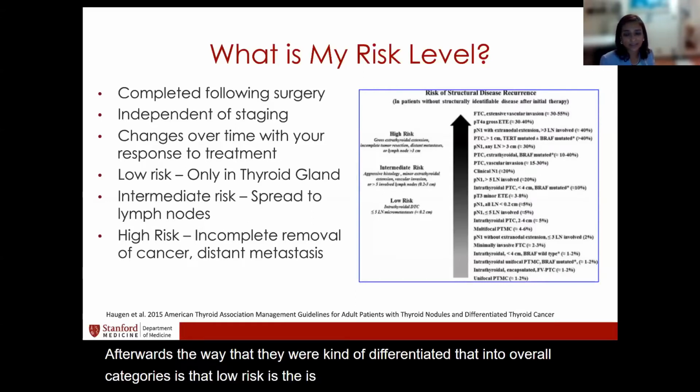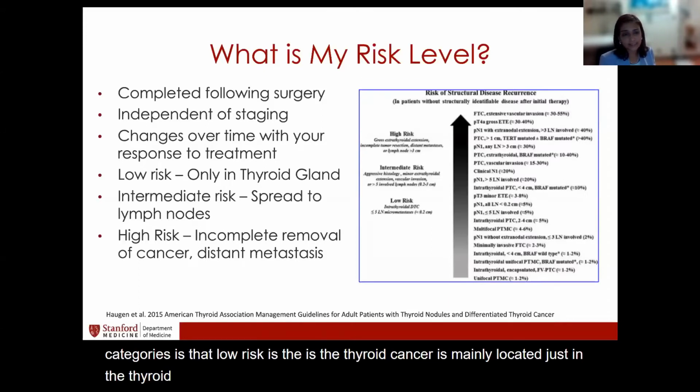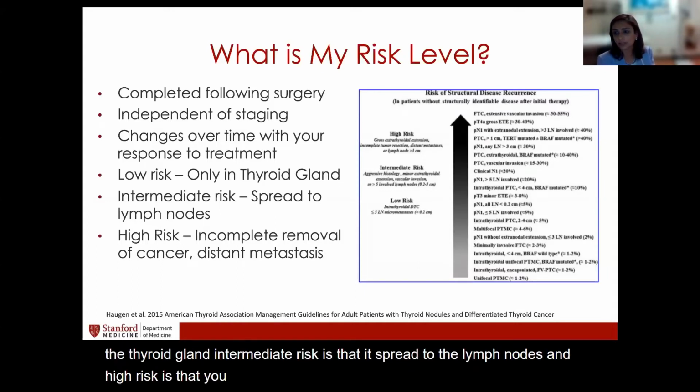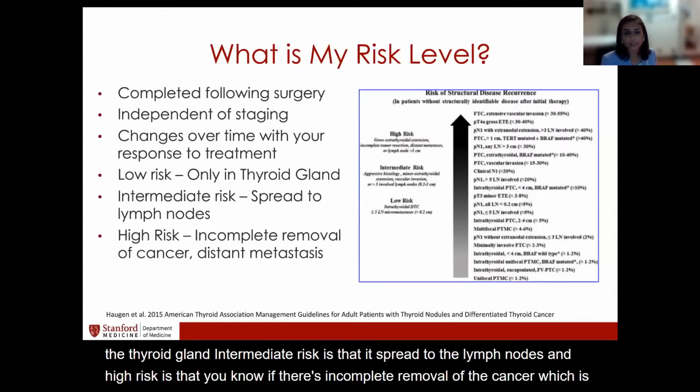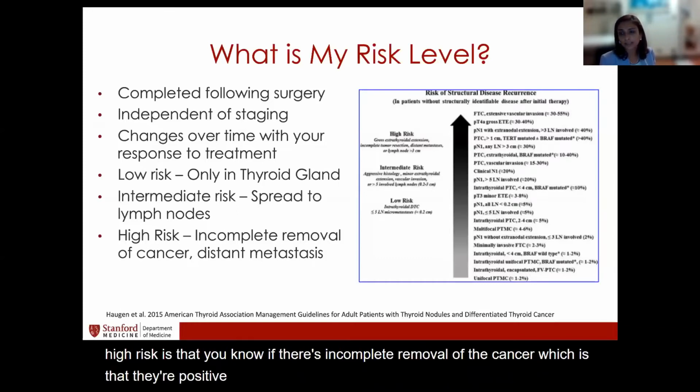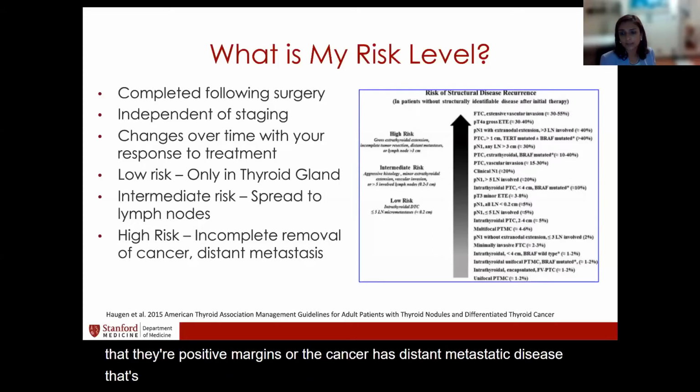The way that we differentiated that into overall categories is that low risk is the thyroid cancer is mainly located just in the thyroid gland. Intermediate risk is that it's spread to the lymph nodes, and high risk is that, if there's incomplete removal of the cancer, which is that they're positive margins, or the cancer has distant metastatic disease, that's a significantly high risk of the cancer coming back.